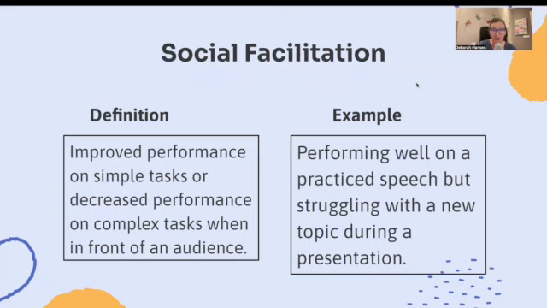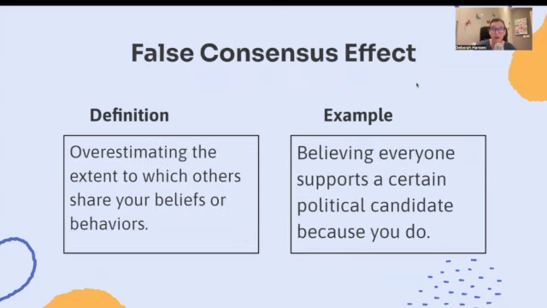Social facilitation. Improved performance on simple tasks or decreased performance on complex tasks when in front of an audience. For example, performing well on a practice speech but struggling with a new topic during a presentation. False consensus effect. Overestimating the extent to which others share your beliefs or behaviors. For example, believing everyone supports a certain political candidate just because you do.